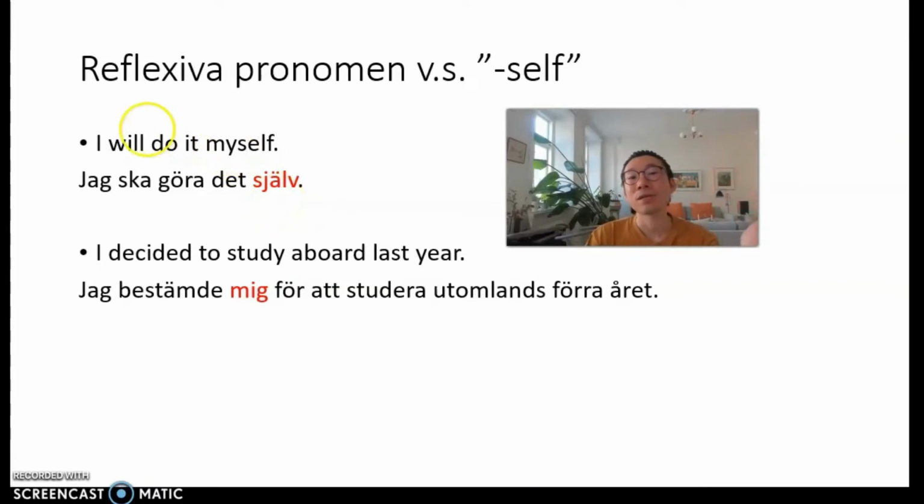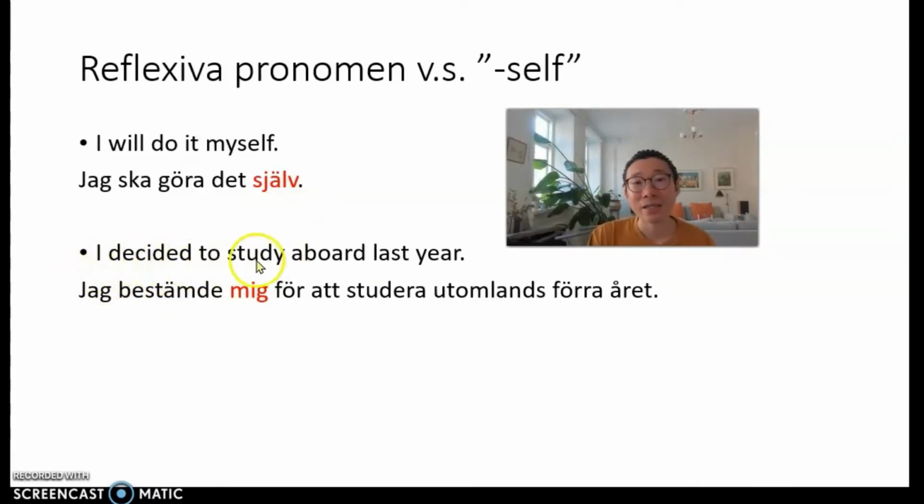It doesn't really matter who you are describing. So in English, you would say myself, herself, himself. But in Swedish, if you want to emphasize, you need only this word, self. So if I translate this sentence directly, it would be something like, I will do it self. Or maybe I will do it by my own. Something like that. Okej, vi tittar på nästa exempel. Let's look at the next example.